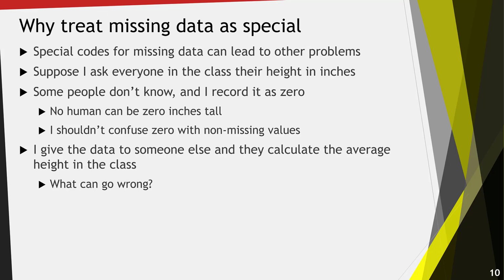But then I give that data to someone else, and they calculate the average height in the class. What can go wrong? If they aren't aware that I was using 0 as a special code for missing data, they would average all those zeros in with the other numbers for actual heights, and they would get an average that's way too low. This is why R and other data processing systems use a special value for missings. In R, that value is NA. We'll discuss that more in the next video.